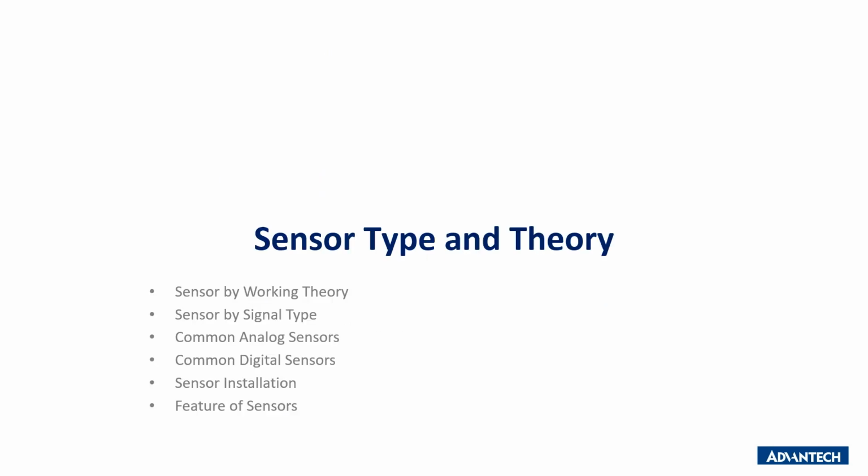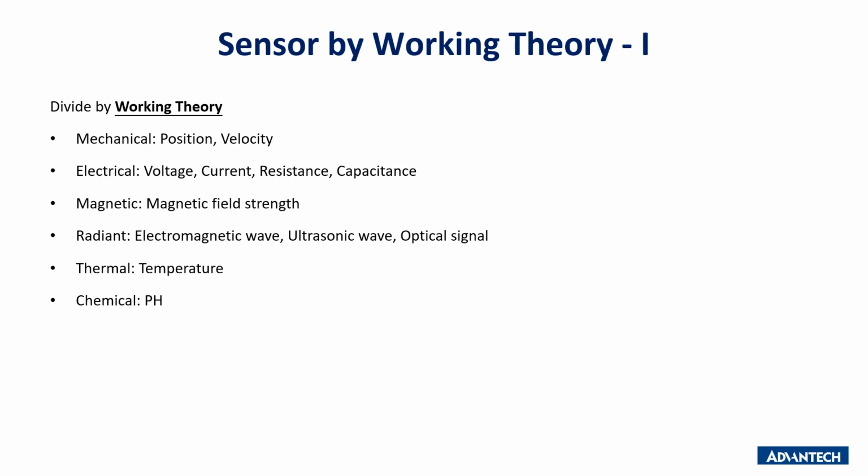In this chapter, I will talk about the sensor type and theory. First, we are going to introduce the sensor. What is the sensor? I think all of you already know about it. The sensor is one kind of device used to detect the change of a physical signal. Most sensors also include a transducer. Therefore, it can also transfer the physical signal to an electronic signal. Such as a thermocouple can be used to transfer heat or temperature to a voltage signal. Or a pressure sensor can be used to transfer the pressure signal to a voltage signal.